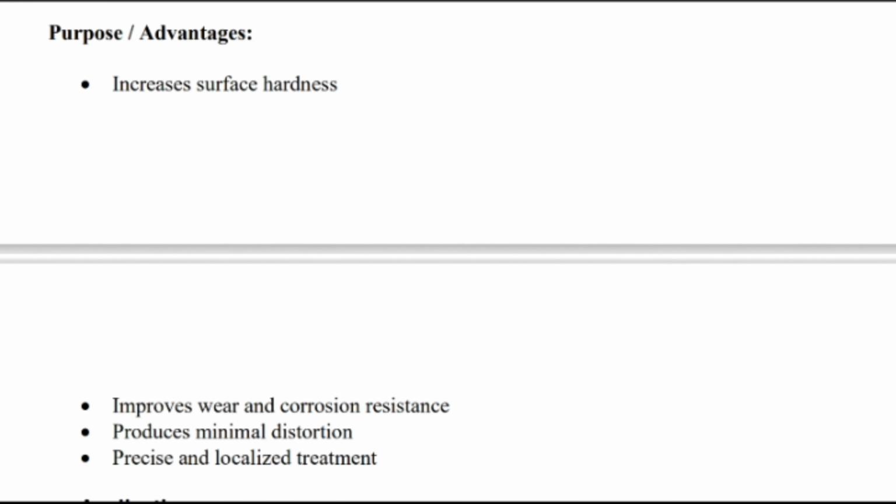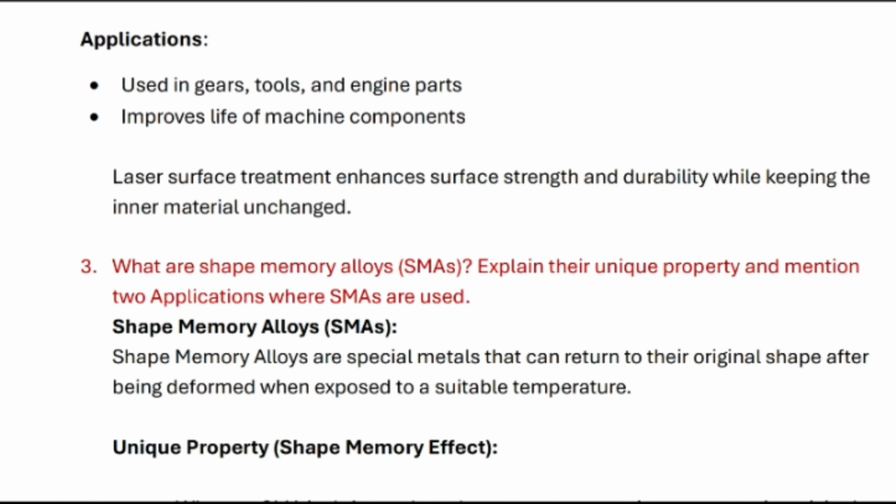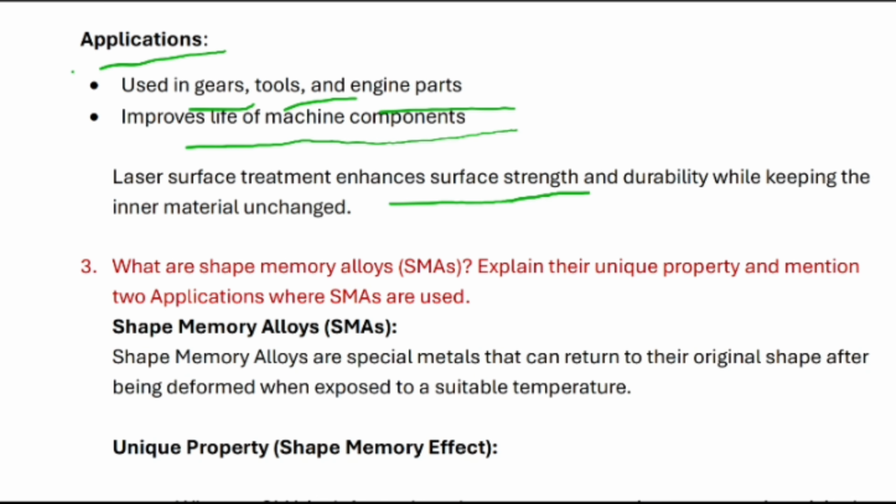So what is the advantage or purpose? What is the advantage if you do that? You can increase the surface hardness, improve wear and corrosion resistance, and produce minimal deterioration, with precise and localized treatment. What is the application? Where do we use it? We can use it for gears, tools and engine parts, and it improves the life of machine components. This laser treatment enhances surface strength and durability while keeping the inner material unchanged.